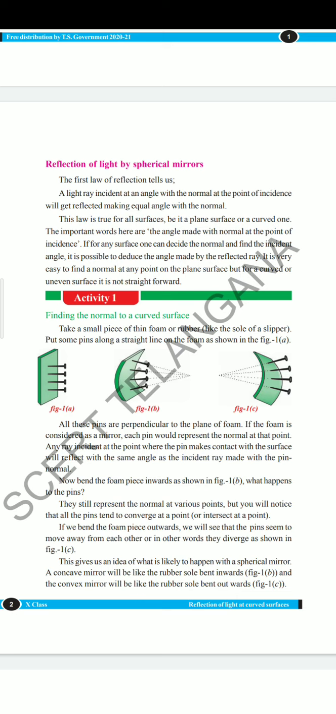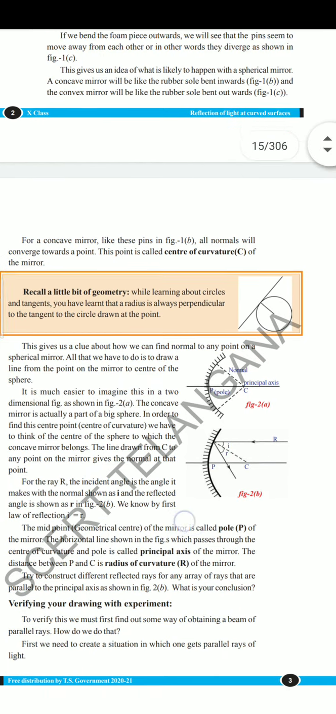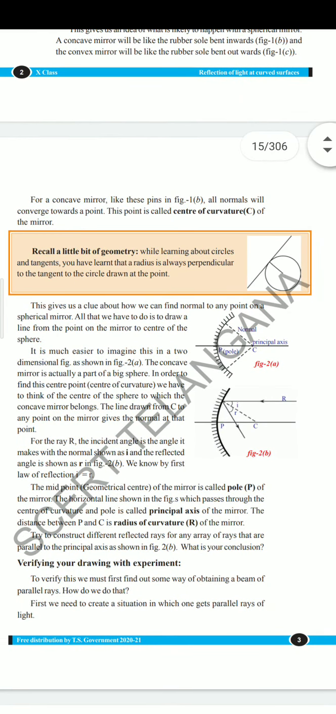This gives us an idea of what is likely to happen with a spherical mirror. A concave mirror will be like a rubber sole bent inwards, figure 1b, and the convex mirror will be like the rubber sole bent outwards, figure 1c. For a concave mirror, like these pins in figure 1b, all normals will converge towards a point. This point is called the center of curvature of the mirror.